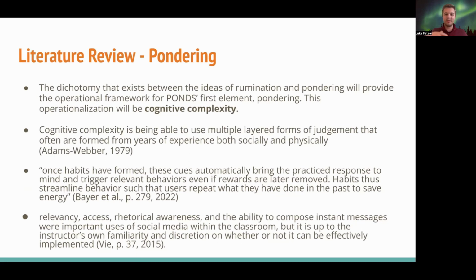Cognitive complexity was created back in the early 1950s. It's essentially multiple layered forms of judgment, our ability to use those forms of judgment in certain situations and scenarios. It's often formed and reinforced from years of experience, both socially, with people, and physically, as your body and brain age. Once you do things for a long period of time, habits can begin to form. You get up at the same time of day, you eat the same things, you go to work the same way. A lot of different habits can occur during the span of your life.